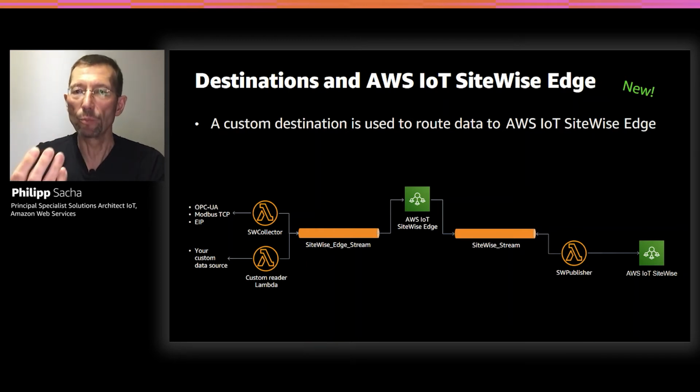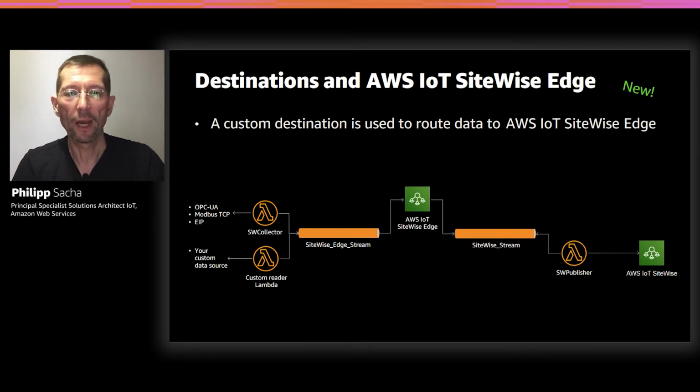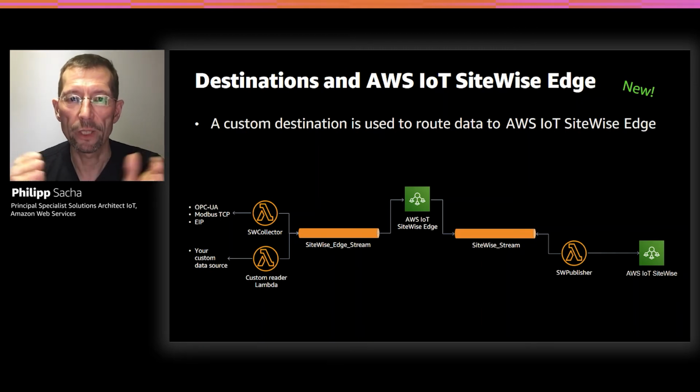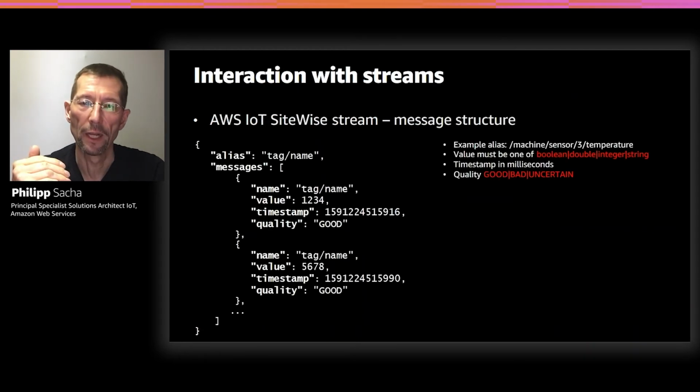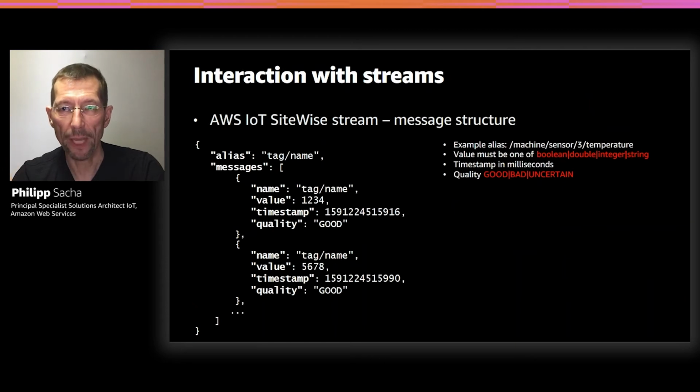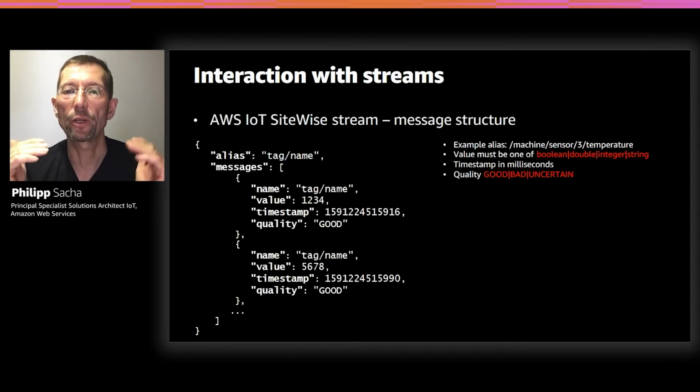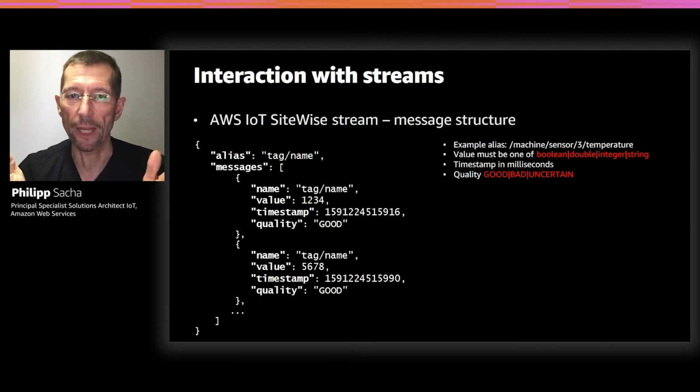Of course, there's more functionality involved than reading from a stream, computing data, and writing it to a stream. You also have the local dashboard, the web application, SiteWise Monitor, that runs on AWS IoT SiteWise Edge. So if you want to interact with SiteWise streams, you need to follow a certain message structure like shown here.